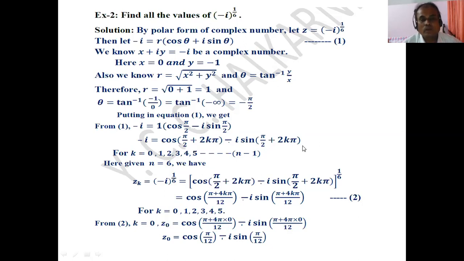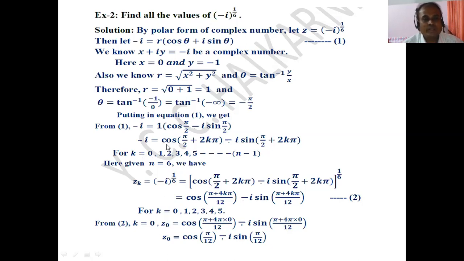Now here, in this example, we have been given n equal to 6. Now we put n equal to 6 here. So 6 minus 1 is 5. So in this example, the values of k are 0, 1, 2, 3, 4, and 5.